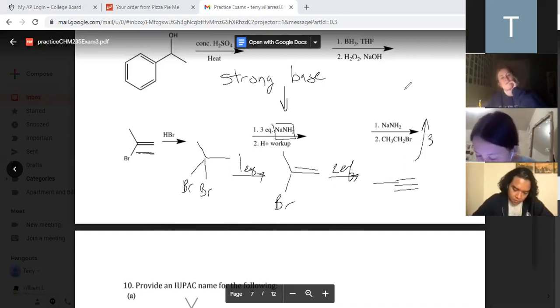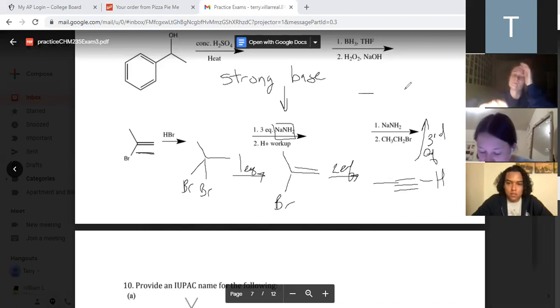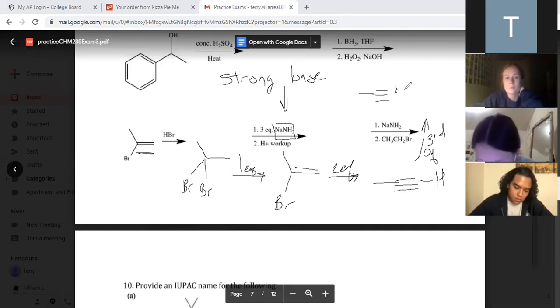We did something like this a little bit earlier. What's not drawn there? Is it going to take the hydrogen? Yep. So now I'm going to form this alkyne, which is going to have a lone pair like this. So your intermediate here would be this.